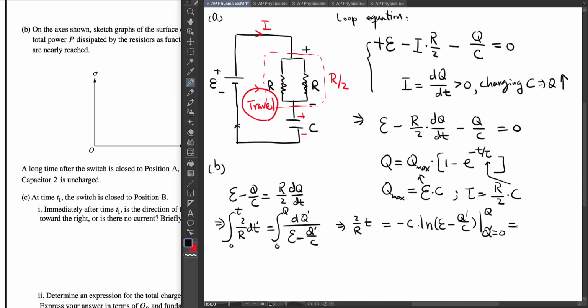Now let's plug in the lower and upper bounds. When I plug in the upper bound, I get EMF minus q over C. When I plug in the lower bound, I get EMF. Okay, so let's move negative C to the left side.